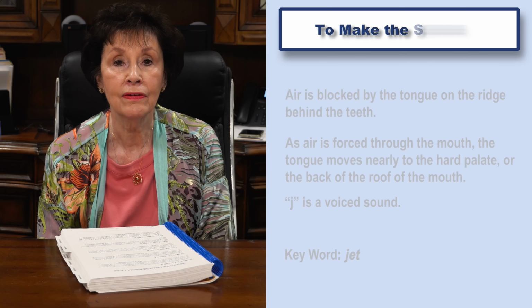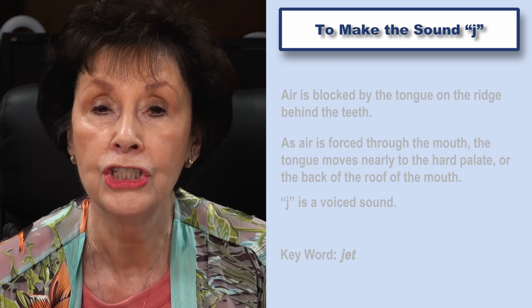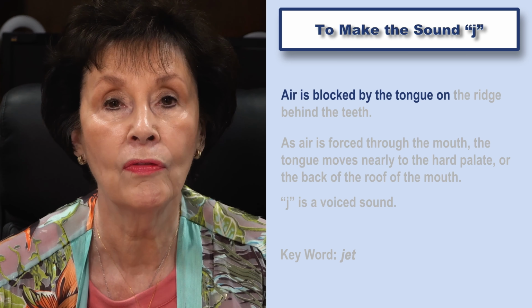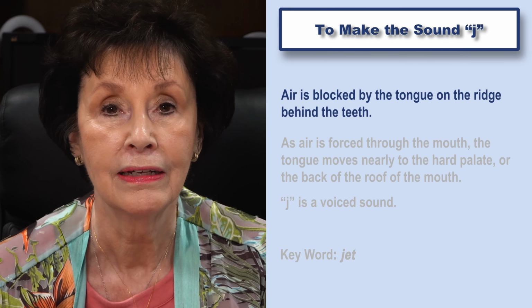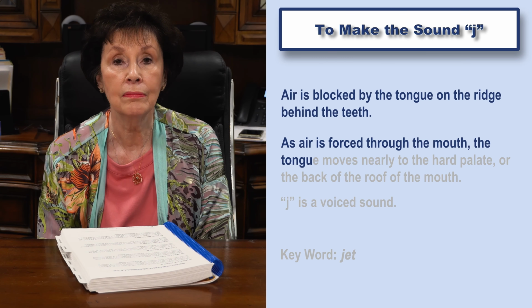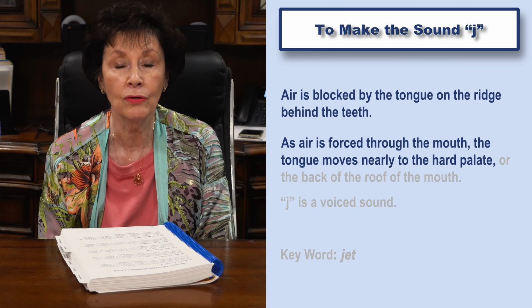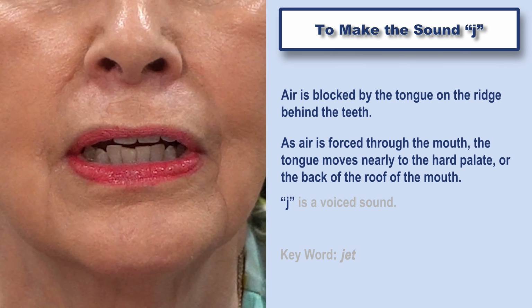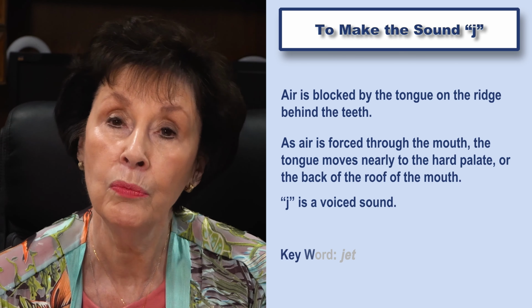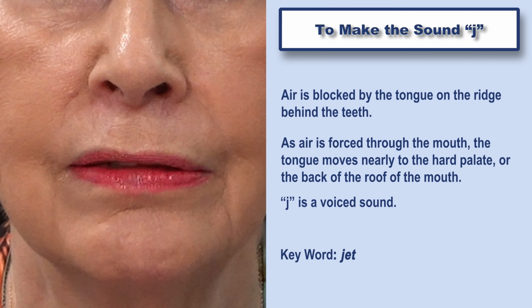To make the sound of the letter J, air is blocked by the tongue on the ridge behind the teeth. As air is forced through the mouth, the tongue moves nearly to the hard palate, or the back of the roof of the mouth. J is a voiced sound. The key word is jet.